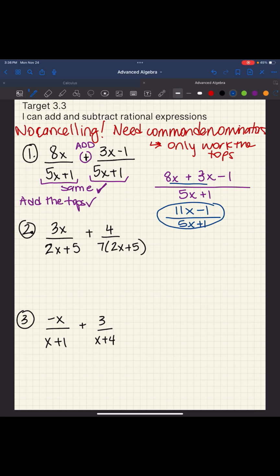So now when we look at number 2, I can see that I have 2x plus 5 as the denominator of my left fraction, but in my right fraction, I have 2x plus 5 and something else. Outside of the parentheses means that it's being multiplied. So 7 has another factor living in the bottom, and so we need to adjust. This is us getting common denominators. Need the same, so we're going to modify. And how do we modify? We use multiplication. Need the same, so multiply.